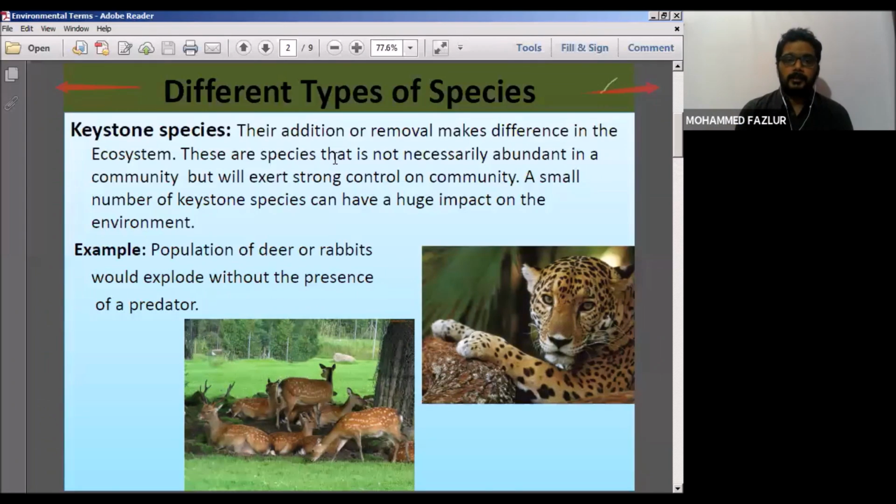Now I have written here that this species is not necessarily a community, but it exerts strong control on the community, because it makes a lot of impact on the lower trophic levels. The population of deer or rabbits will definitely increase without the presence of predators, or they might fall. So keystone species are very important species which maintain the ecological balance in the ecosystem. So this is an example of keystone species. And what are keystone species? What is their importance in the ecosystem?